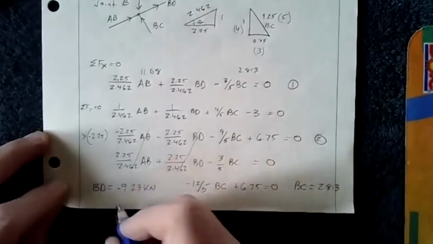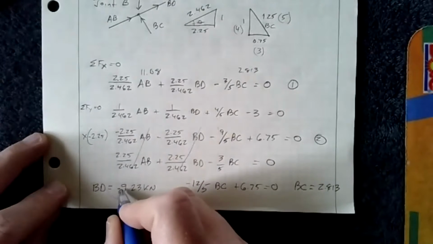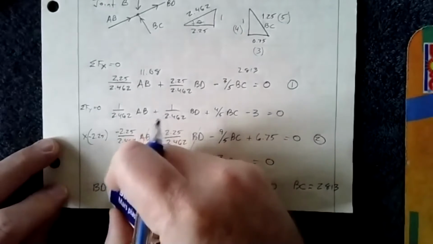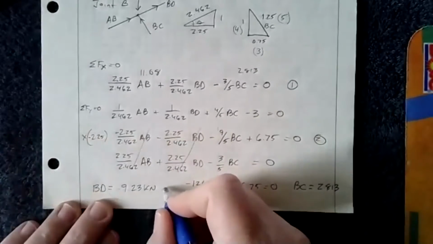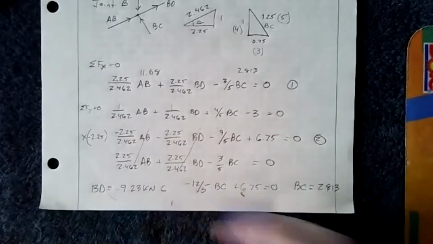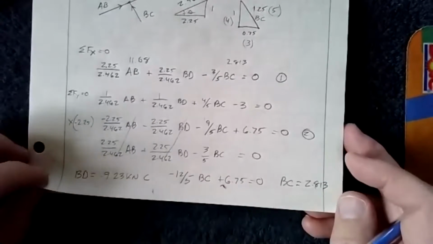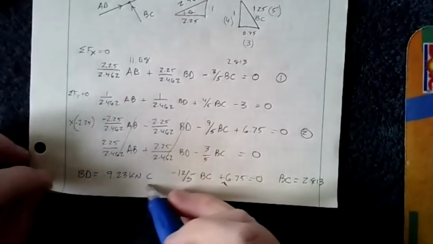BD still has the same magnitude, 9.239. The only difference is now it's in compression, and I get rid of the negative because I want the correct direction to be positive, and I just named the direction with this.